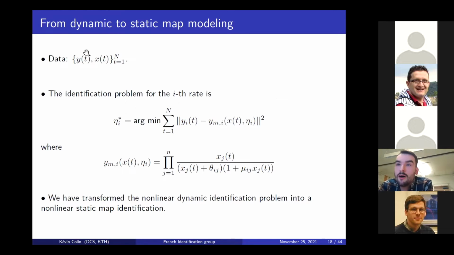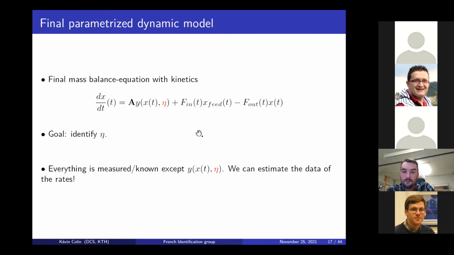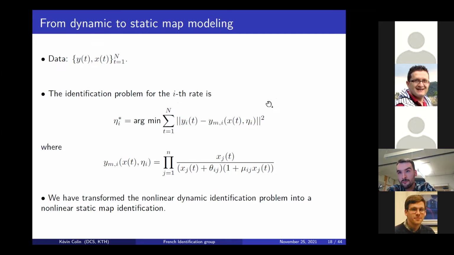You have the data of the concentration. And so instead of trying to estimate from data with this dynamic model, we've transformed the problem into a static map identification, where for instance, if you focus on the rate number i, the chemical reaction number i whose rate we want to model, then you only have to perform this nonlinear least square optimization, for instance. And Ym is basically the kinetic model we want to fit here. Okay, so I'm not going to talk about a dynamic system now. I'm going to talk about static identification of this kind of system.